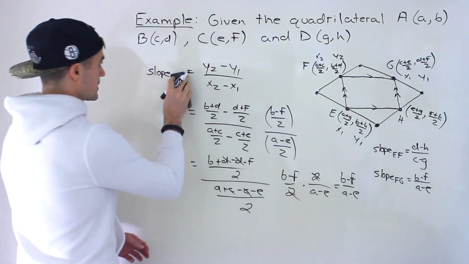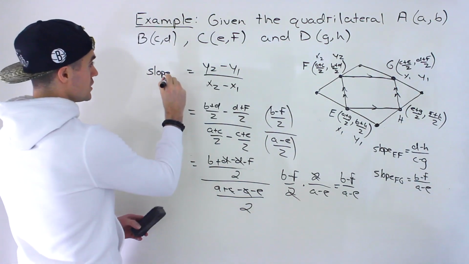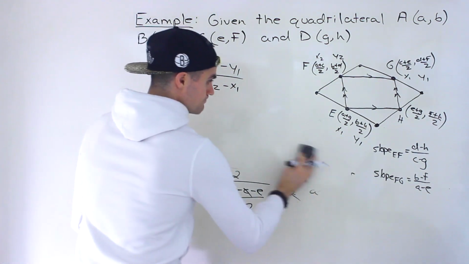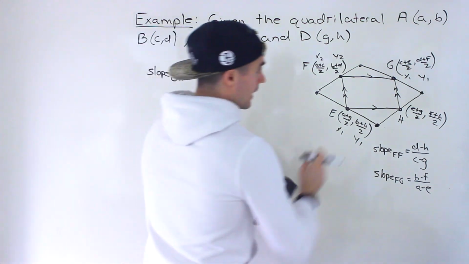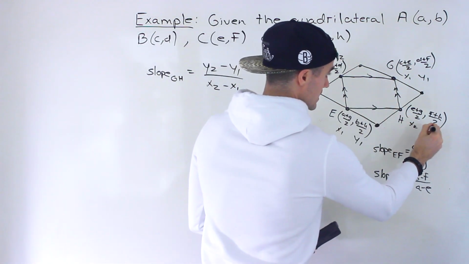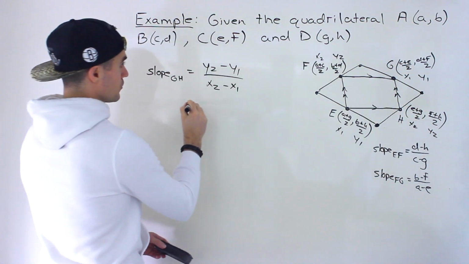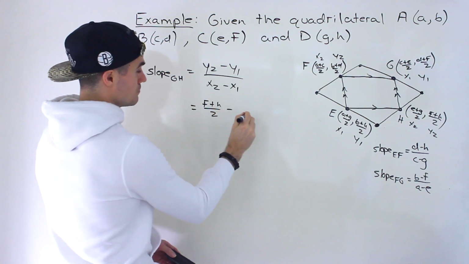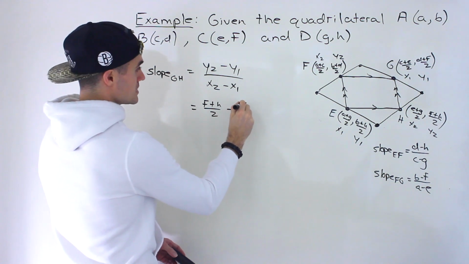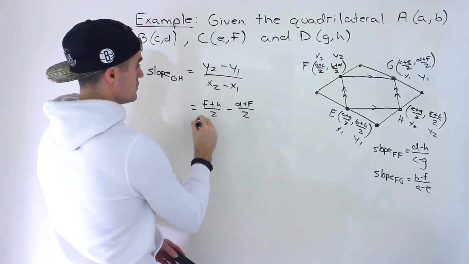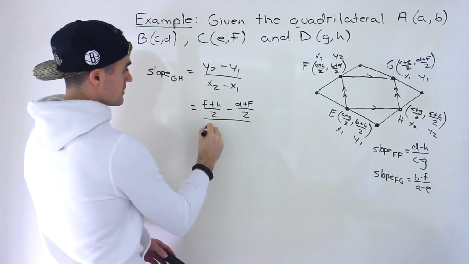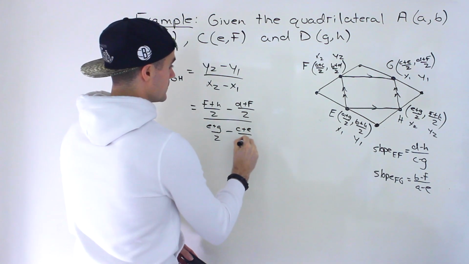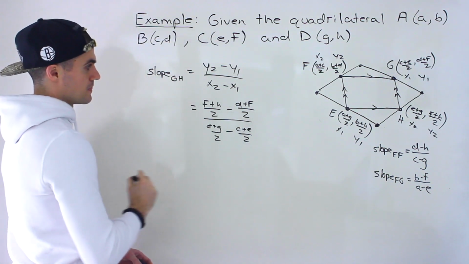Okay, now let's move on to the next one. So we'll find the slope of GH. So we've got x1, y1 there. Let's label this as x2, y2. So we'd end up with y2, which is f plus h over 2, minus y1, which is d plus f over 2, all over x2, which is e plus g over 2, minus c plus e over 2, like that.